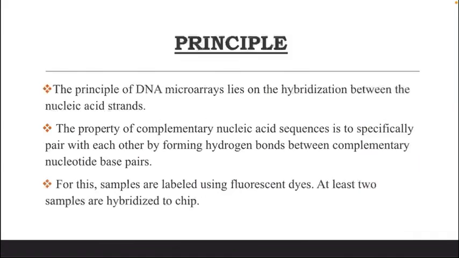Coming to the principle, on what basis does the DNA microarray work? The main principle lies in the hybridization technique between nucleic acid strands, that is, the property of complementarity of nucleic acids. The nucleic acids pair with each other by forming hydrogen bonds between them according to complementary nucleotide base pairs. For this, the samples are labeled with fluorescent dyes and at least 2 samples are hybridized to the chip.